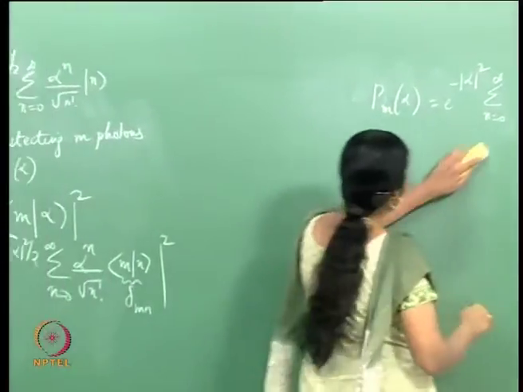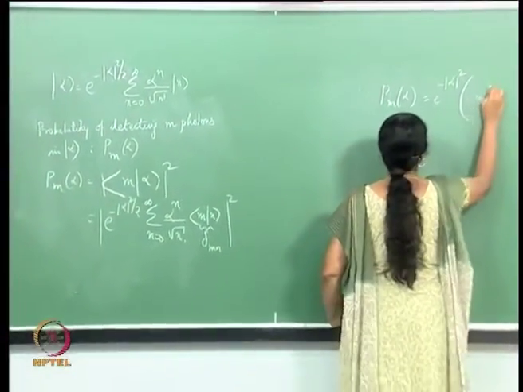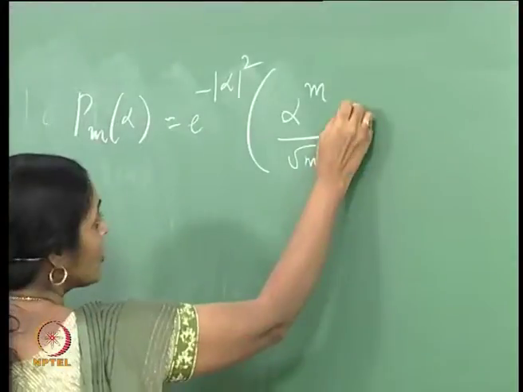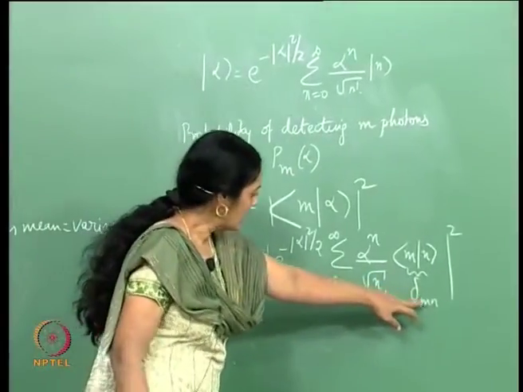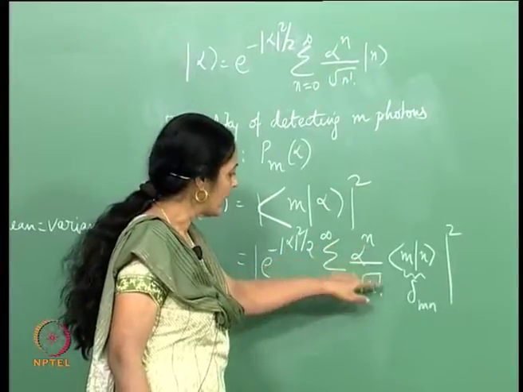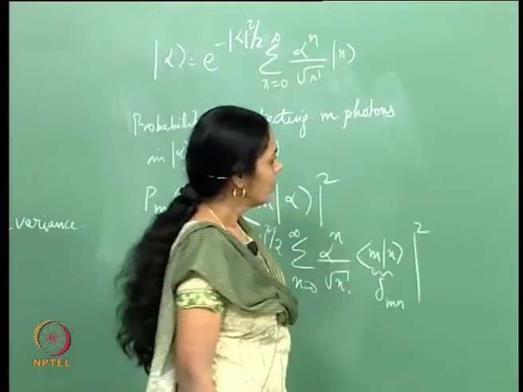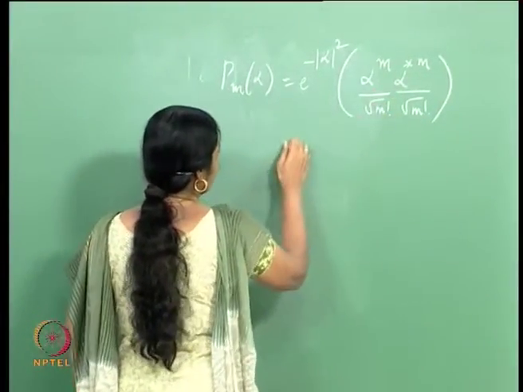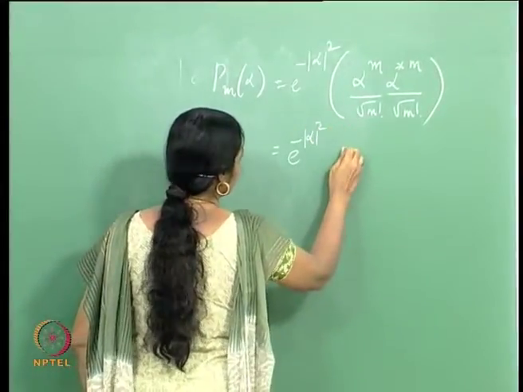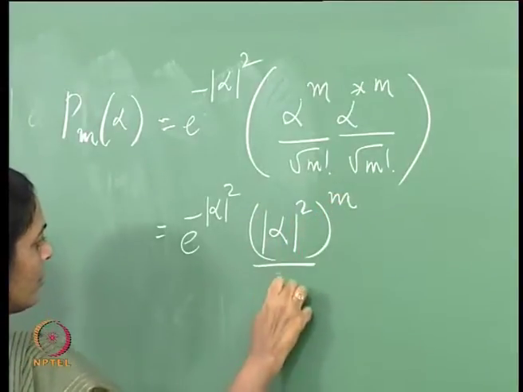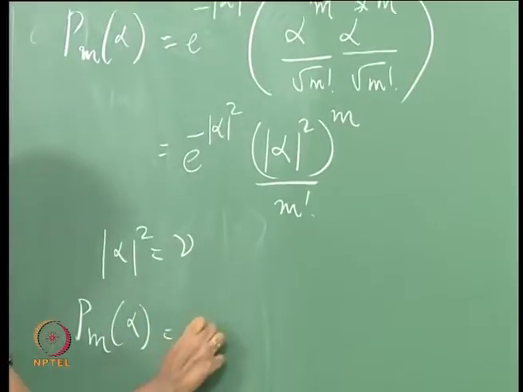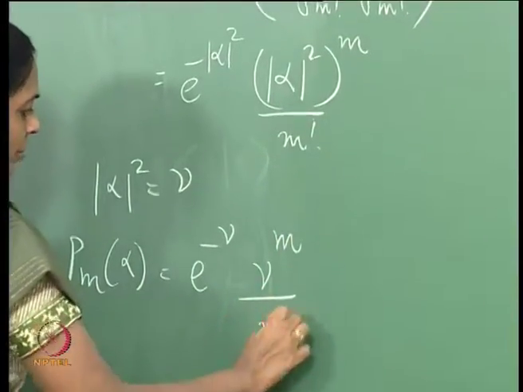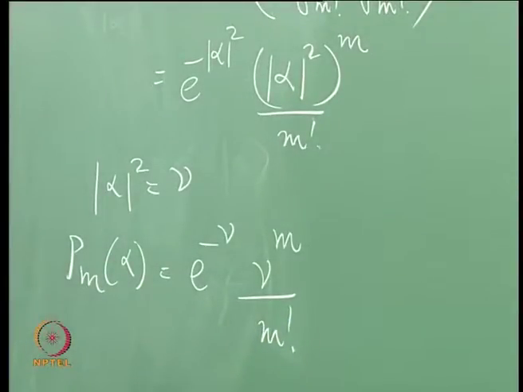The summation goes because of the delta mn, and I just have alpha to the m by root m factorial mod square, alpha star to the power of m by root m factorial, and that is all that I have. The delta mn changes all n to m, so replace all n by m, remove the summation and mod square. The mod square means the complex conjugate has to multiply this, but that is the same as e to the minus mod alpha squared, mod alpha squared to the power of m by m factorial. So, if I just denote mod alpha squared by nu, Pm of alpha is e to the minus nu, nu to the power of m by m factorial, which is typical of a Poisson distribution. So, this is a Poisson distribution in nu.